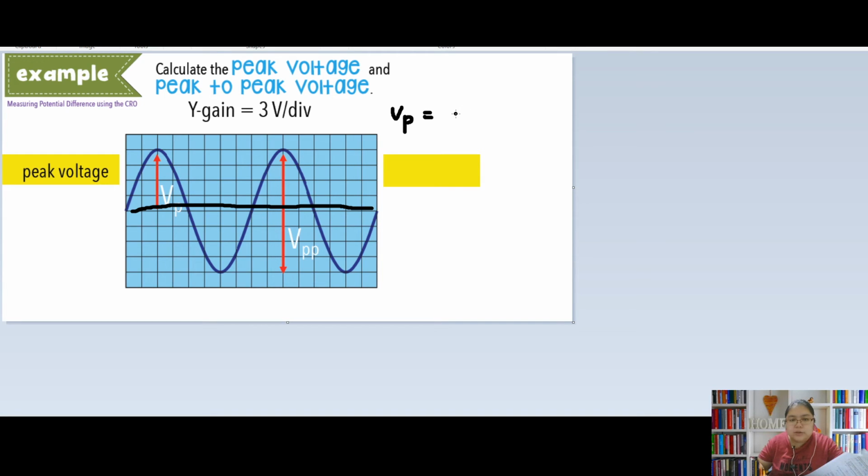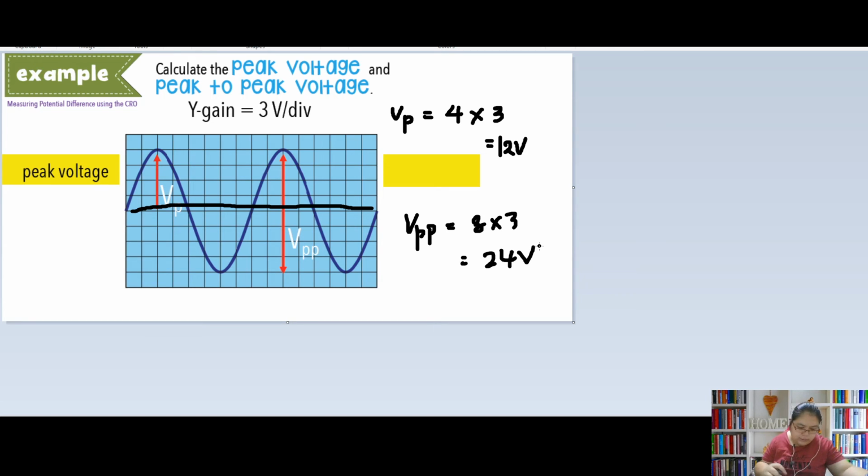The VP is 4 boxes multiplied by 3 volt per division. So multiply by 3, this one is 12 volt. Okay, VPP. VPP total has 8 boxes, 8 multiplied by 3. So the answer is 24 volt.